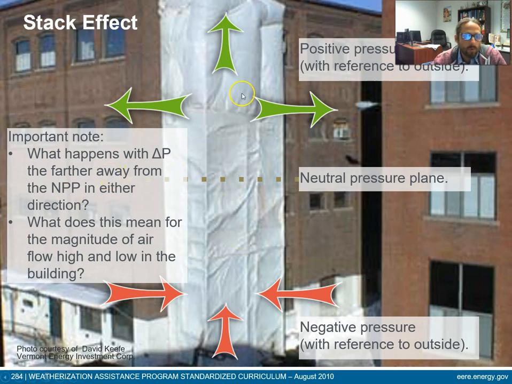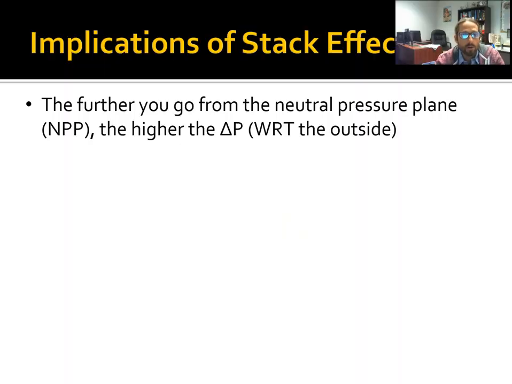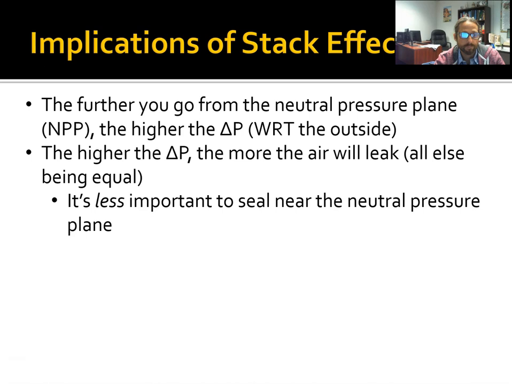And so as you move further away from the neutral pressure plane, if you move up, the positive pressure increases, and so the higher you go up, there's more pressure, right? And at the bottom, it's the opposite. The further you go down away from the neutral pressure plane, the more negative that pressure is relative to the outside, okay? And so some implications of this are, number one, the further you go away from the neutral pressure plane, it's going to increase pressure up high and decrease down low, right? So the further you go away physically, it's going to increase and decrease.